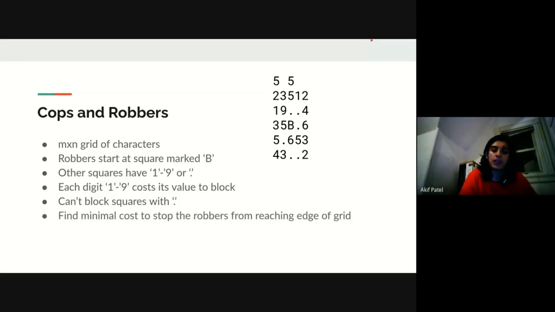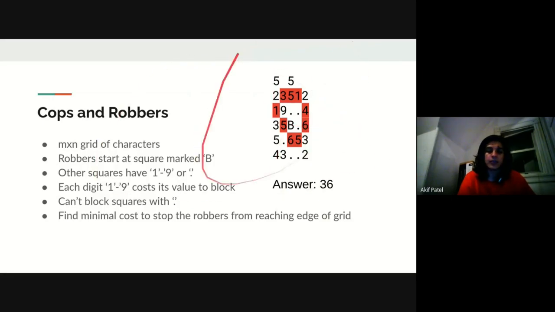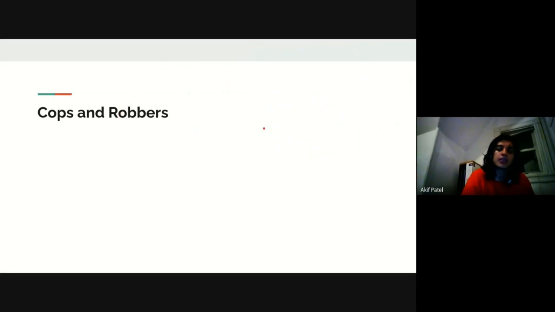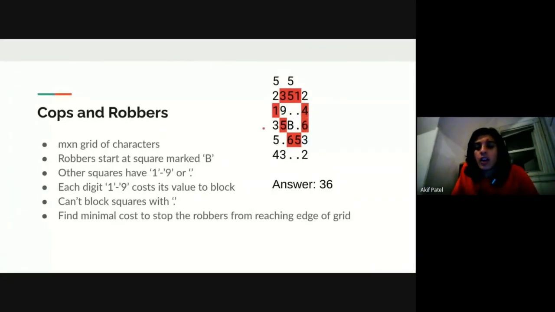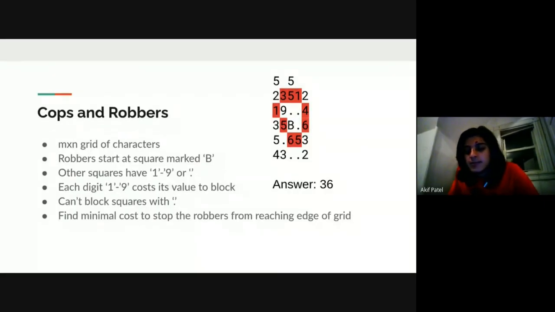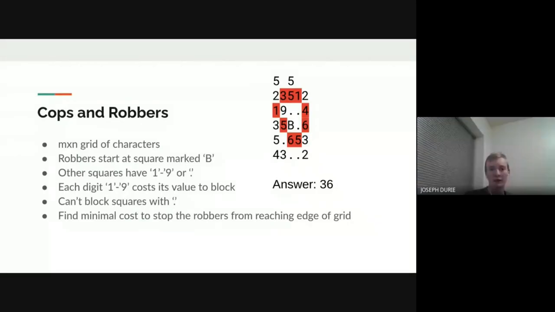So you want to find the minimal cost to stop the robbers from reaching the edge of the grid, so basically stopping them from escaping. For example here, you can block these squares and that will stop the robbers from leaving. If you add these up, you get 36. So the best you can do here is 36. Take a minute to think about how you can do this with flow, and specifically how you can use min cut equals max flow to solve this.